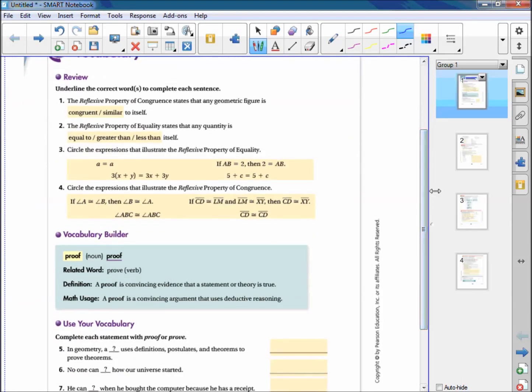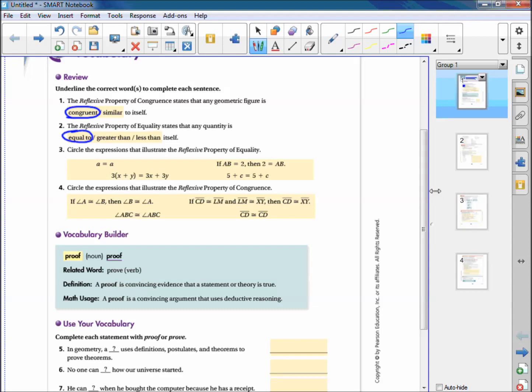All right, so underline the correct words to complete each sentence. The reflexive property of congruence states that any geometric figure is congruent to itself. So they have to be exactly the same. The reflexive property of equality states that any quantity is equal to itself. So they have to be exactly the same on both sides of the equals. So circle the expression that illustrates the reflexive property of equality.